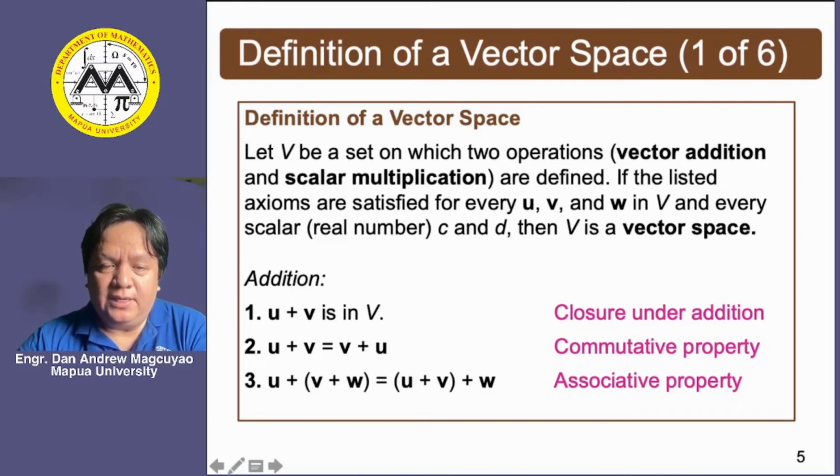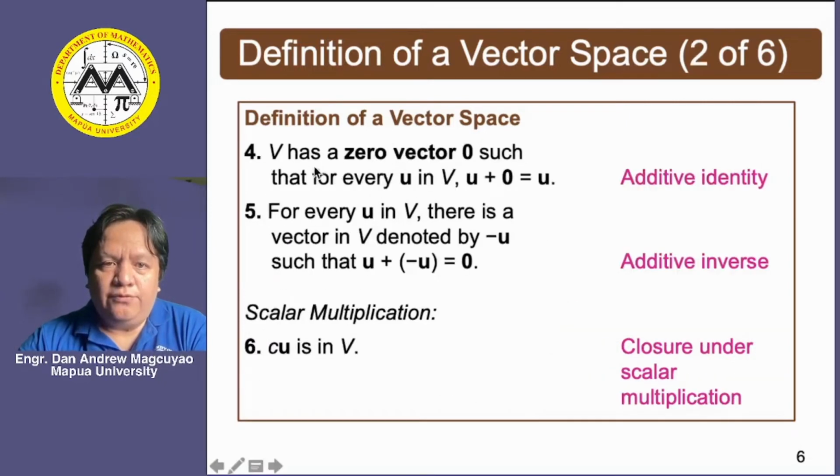u plus v is equal to v plus u. So u and v commute, and that's the commutative property. u plus v plus w is equal to the quantity u plus v, plus w. That's the associative property. V has a zero vector 0 such that for every u in V, u plus 0 is equal to u. That's the additive identity. For every u in V, there is a vector denoted by negative u such that u plus negative u is equal to 0, and negative u is the additive inverse.